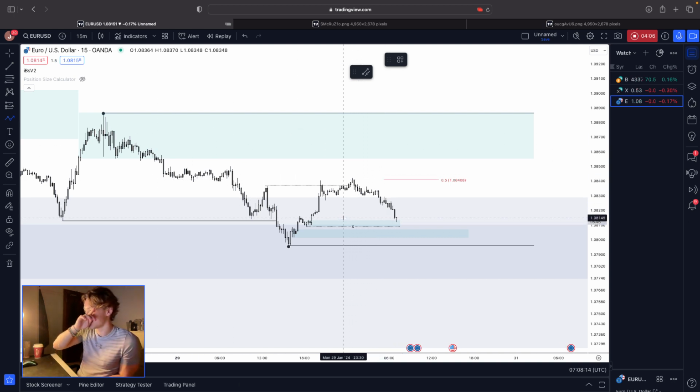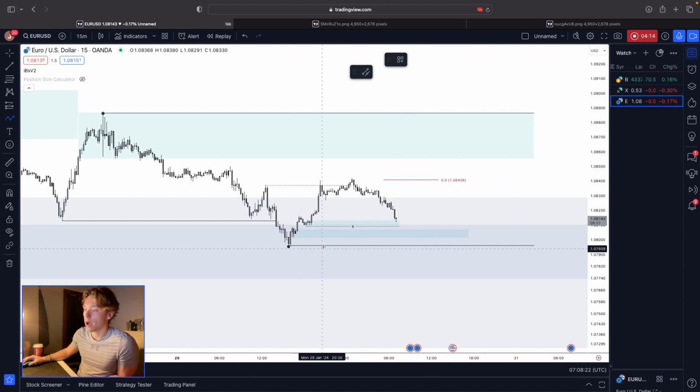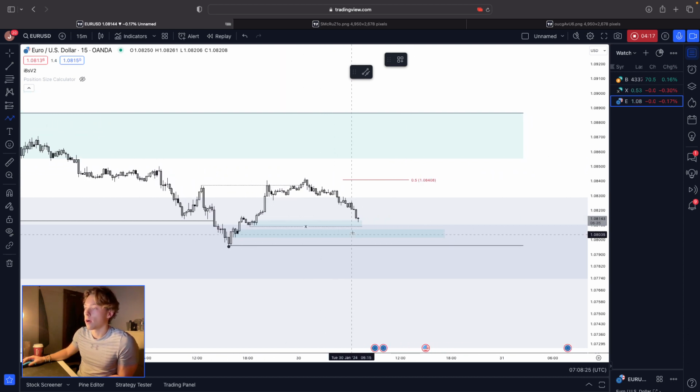However, personally, we've got these equal highs here. We haven't mitigated this 4-hour supply. We're coming off 4-hour demand. I'm willing, if we react from one of these points of interest, preferably this point of interest here, because we've got this liquidity resting below these points of interest, and this is the final demand zone that has to hold.